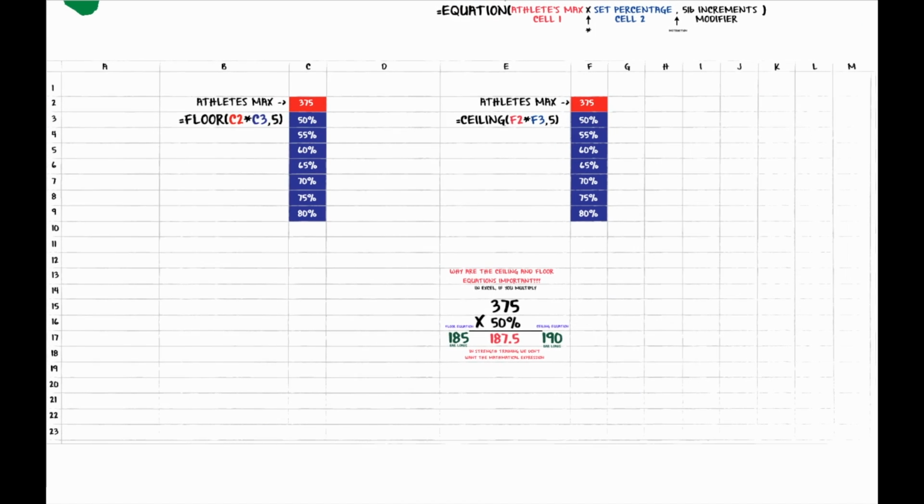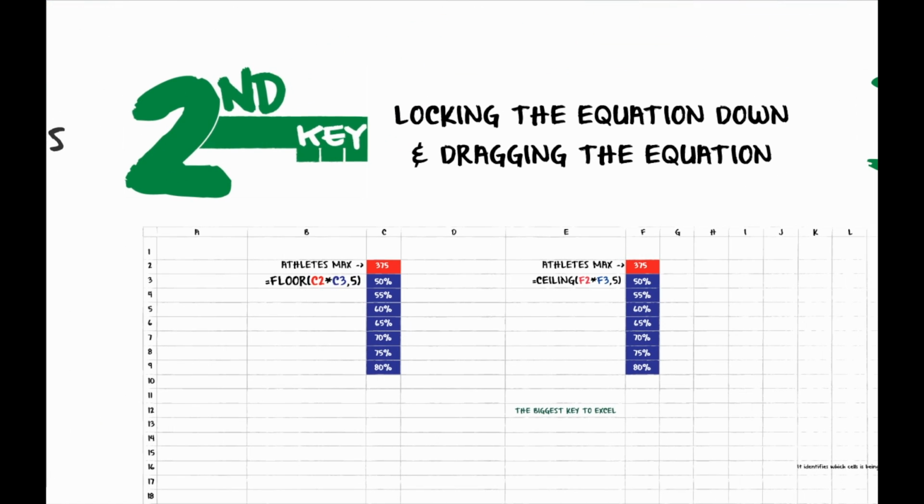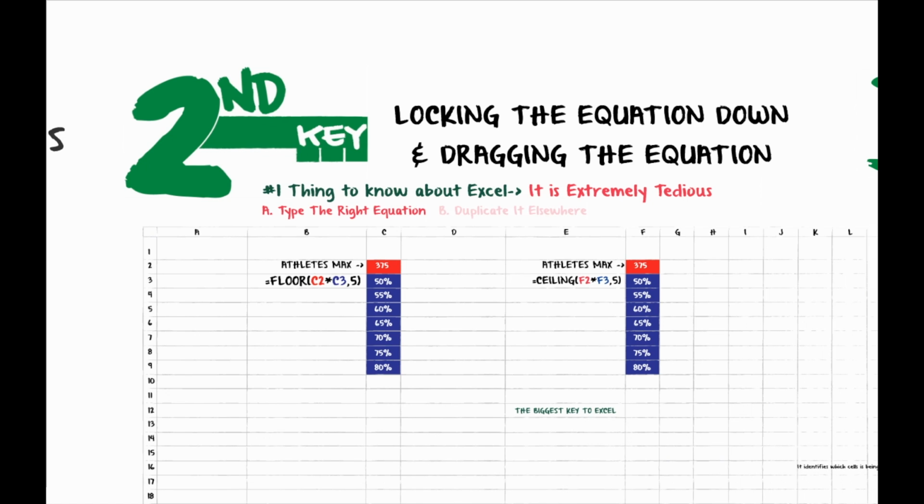Now let's go over the second major key, locking the equation down so we can duplicate it quickly. If you're new to this program, the number one thing to know about Excel is that it's extremely tedious. A, you have to type in the right equation. B, you must then duplicate it elsewhere. And C, you have to not screw that process up. And trust me, you will. But you'll learn as you go.